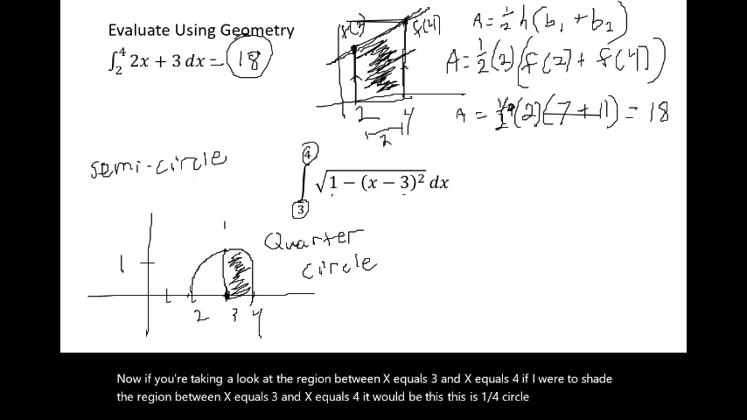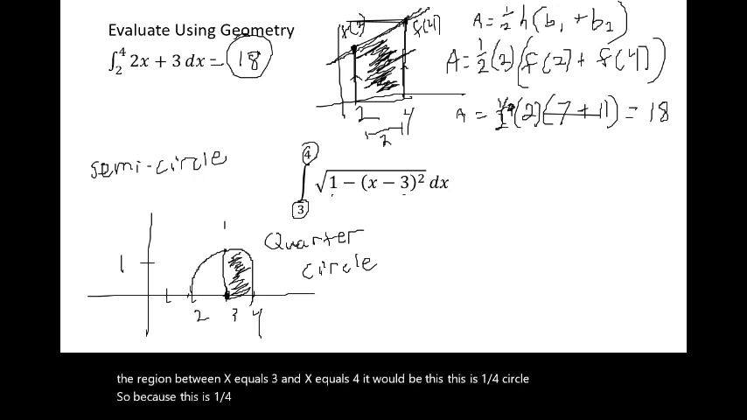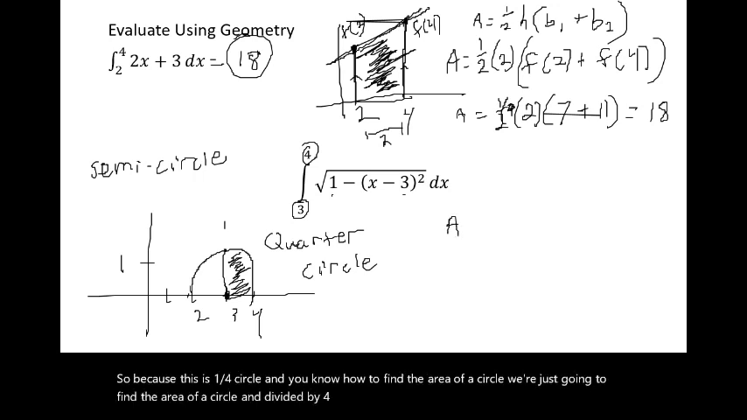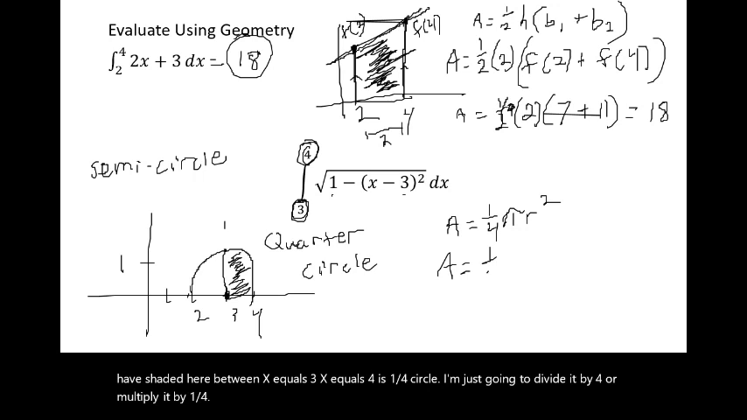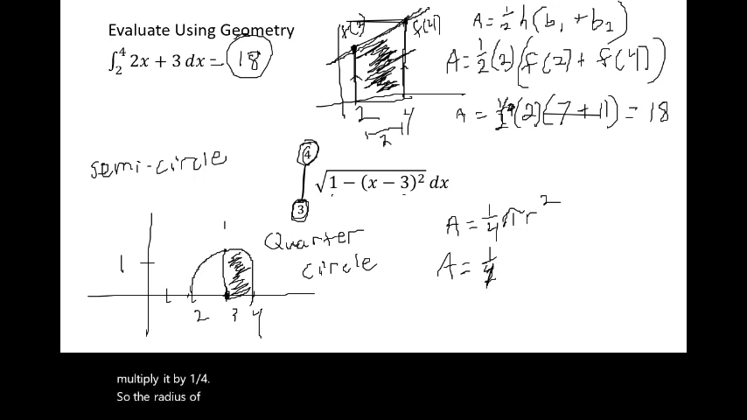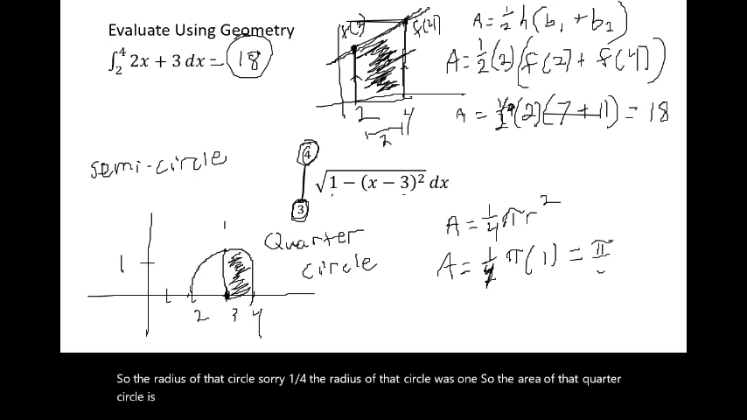Because this is a quarter circle and you know how to find the area of a circle, we're just going to find the area of a circle and divide it by 4. The area of a circle is pi r squared. Since what I have shaded here between x equals 3 and x equals 4 is a quarter circle, I'm just going to multiply it by a quarter. The radius of that circle was 1, so the area of that quarter circle is pi over 4.